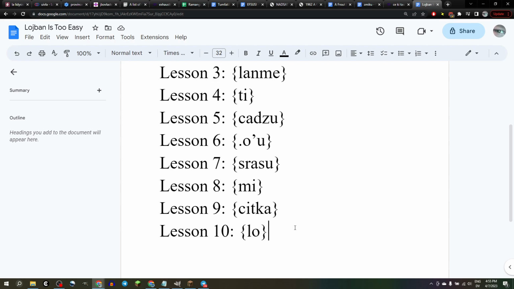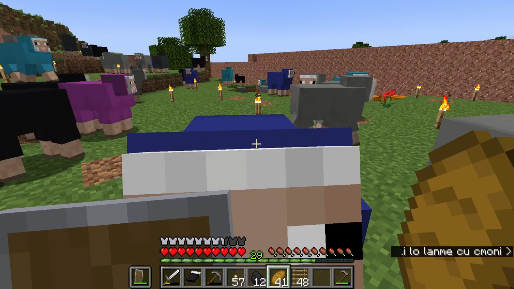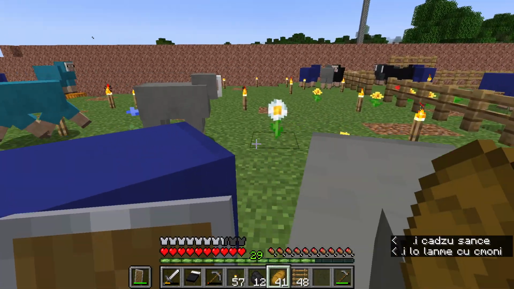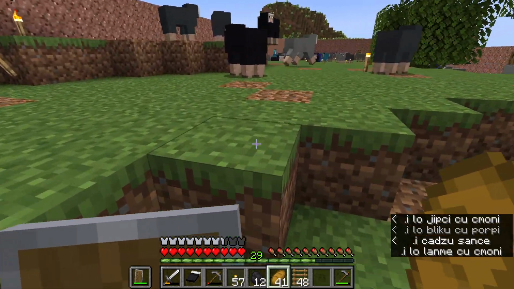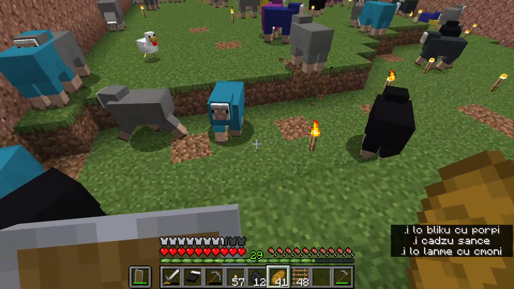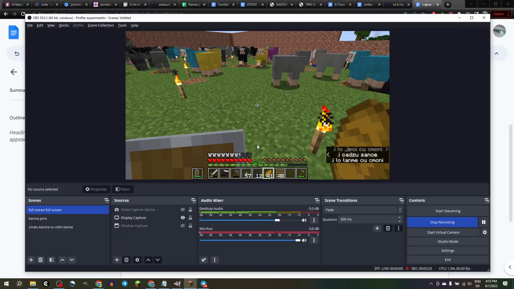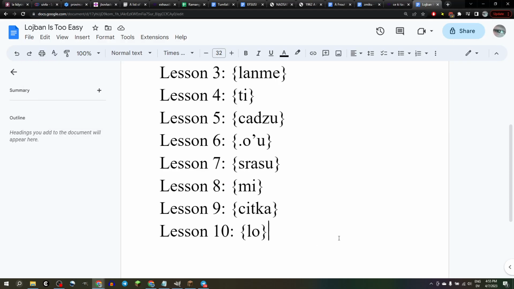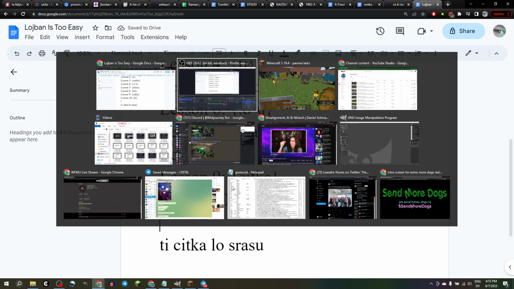Lo. So, for reasons that will become apparent in the next lesson or so, we'll just be using lo on direct objects in this lesson, like ti shitka lo srasu. Wait, I feel like we should write this out. Ti shitka lo srasu.